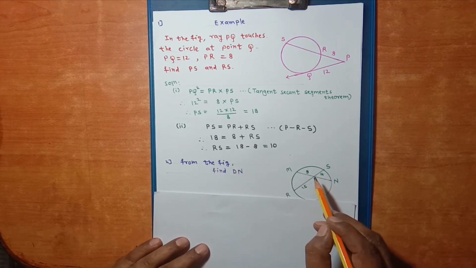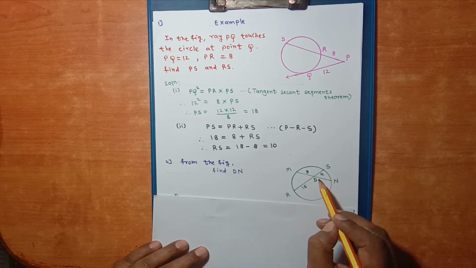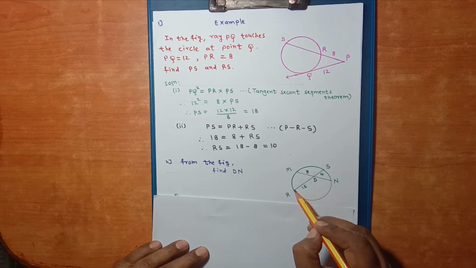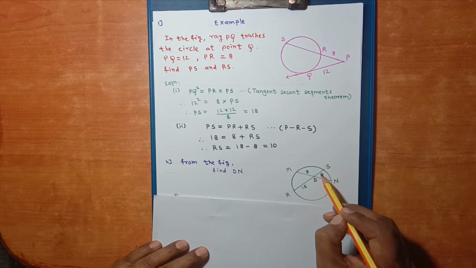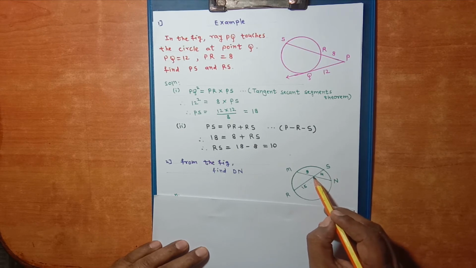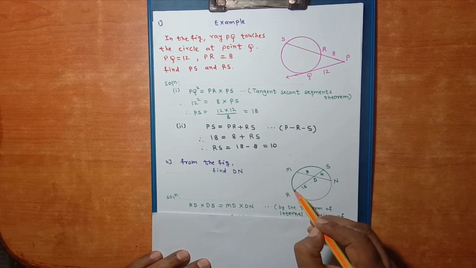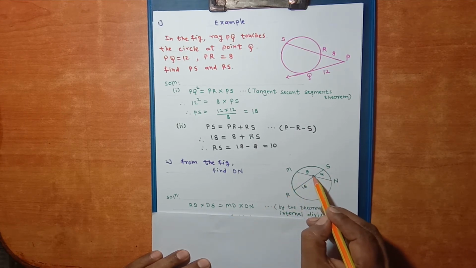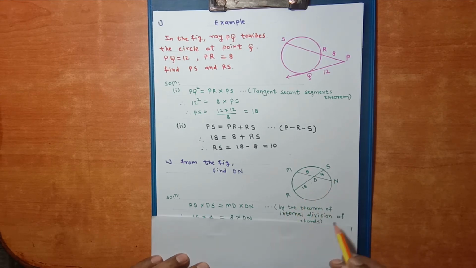Now in the figure, two chords RS and MN intersect each other internally at point D. Length of segment RD is 15, length of DS is 4, length of segment MD is 8, and we have to find out the length of segment DN. Now RD into DS is equal to MD into DN. Reason is by the theorem of internal division of chords.